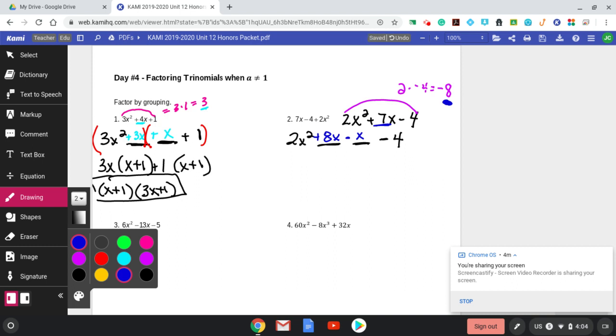Plus 8x minus x. Does it multiply to negative 8? Check. Does it add to 7x? Check. So here we go. We're going to group them.